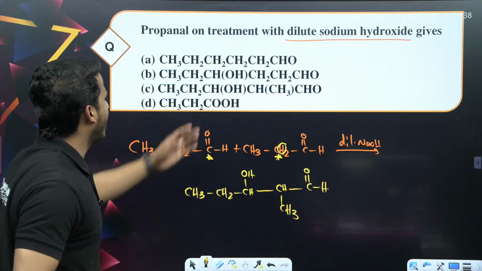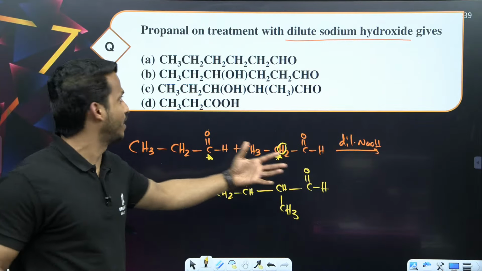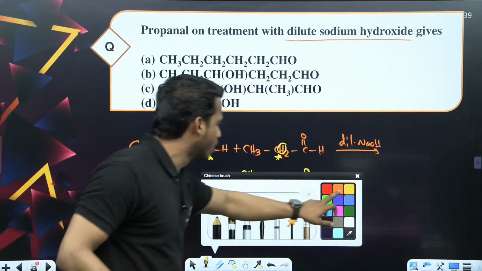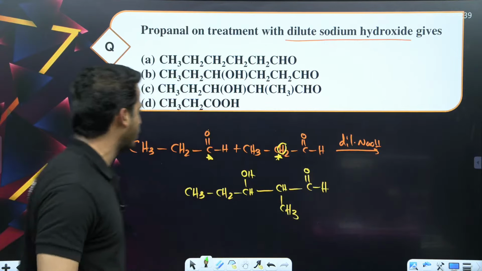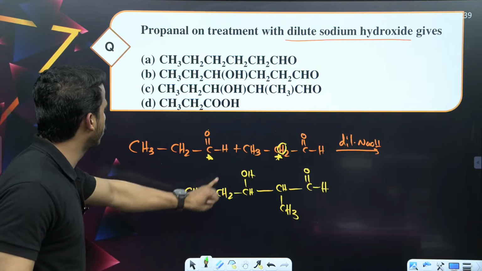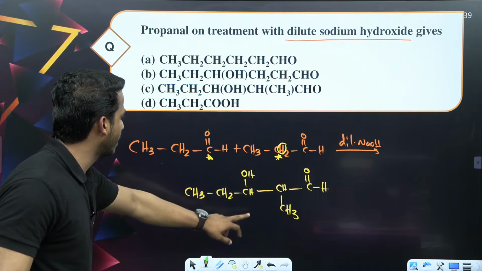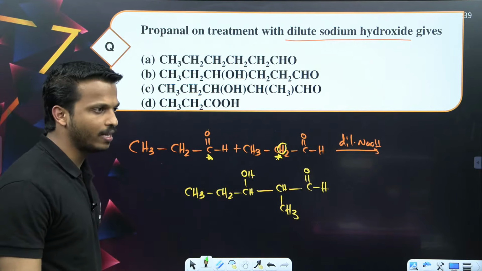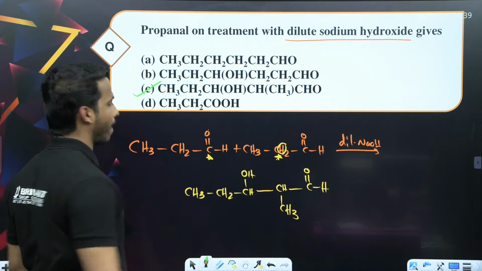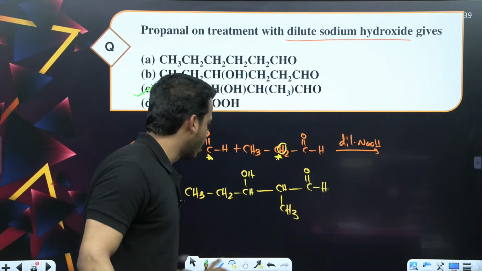Have they done the condensation? I think they didn't do the condensation process, dear all. They only treated with aldol, so there is no need to do the condensation. Where is this compound? CH3, CH2, CHOH, CHCH3, CHO. I found the answer, that is option C.